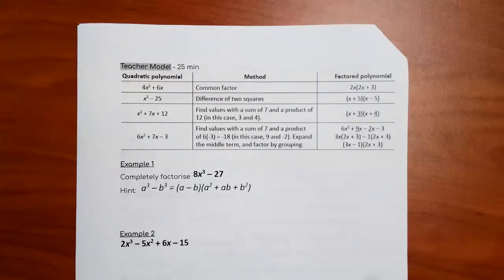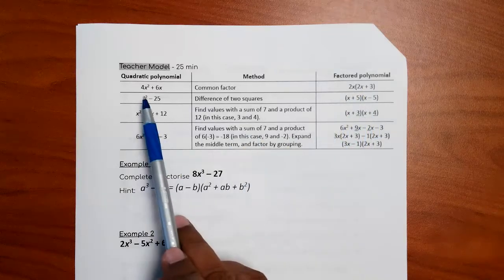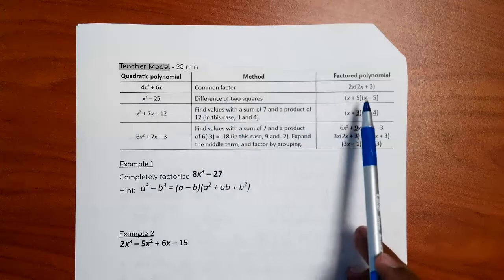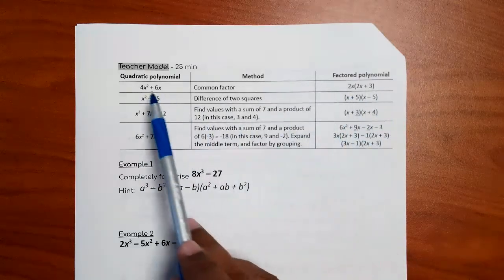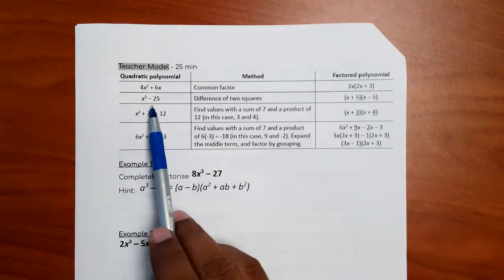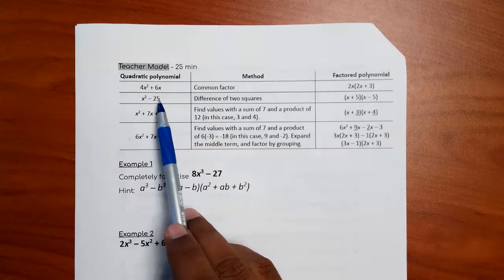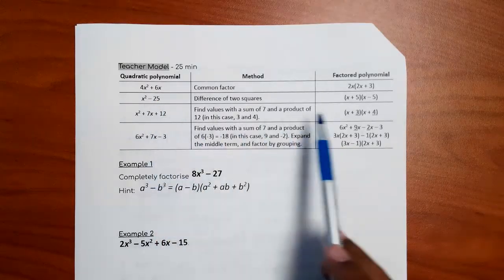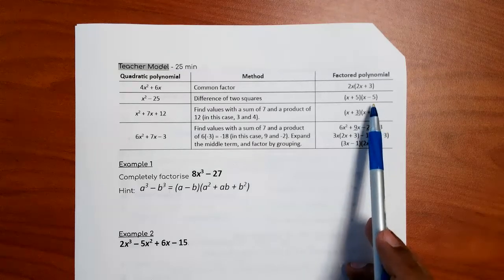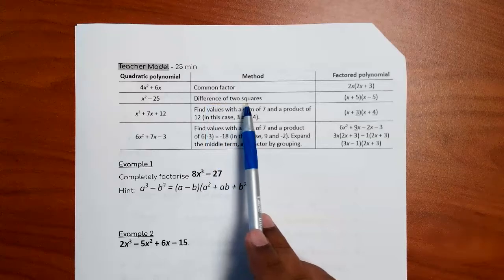Now, you should always, in your mind, multiply to see if you are getting the same thing. So 2x times 2x is 4x squared, and 2x times 3 is plus 6x. So that's correct. The second one is x squared minus 25. You see x squared is the square of x. 25 is the square of 5. So you can rewrite this as (x plus 5) times (x minus 5). And the polynomial identity you use is the difference of two squares.